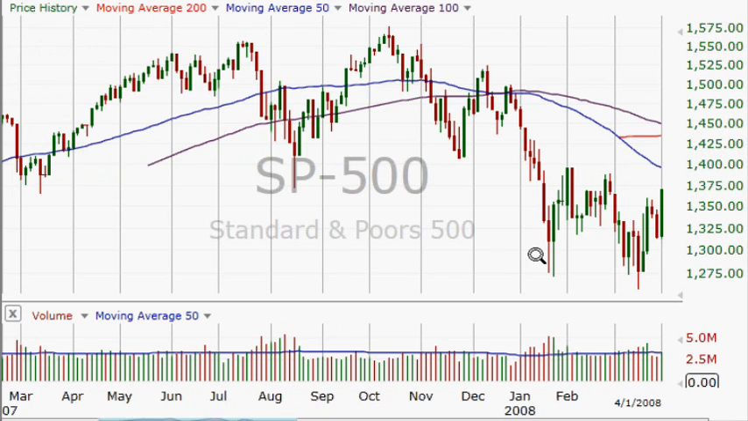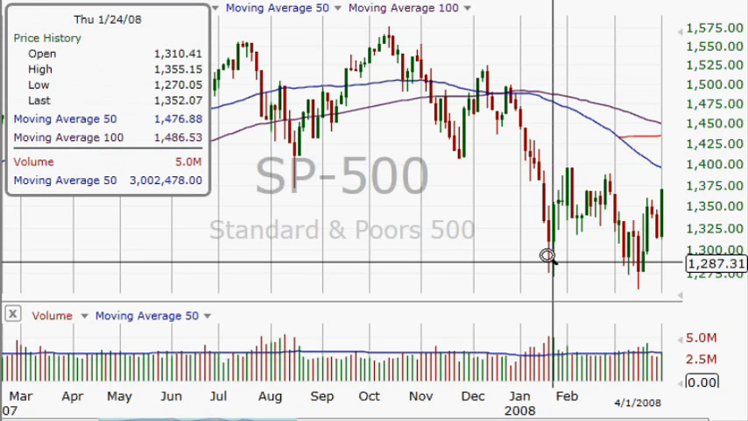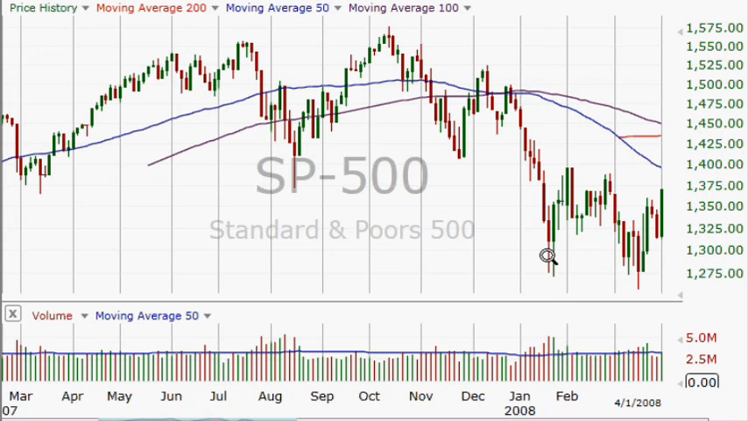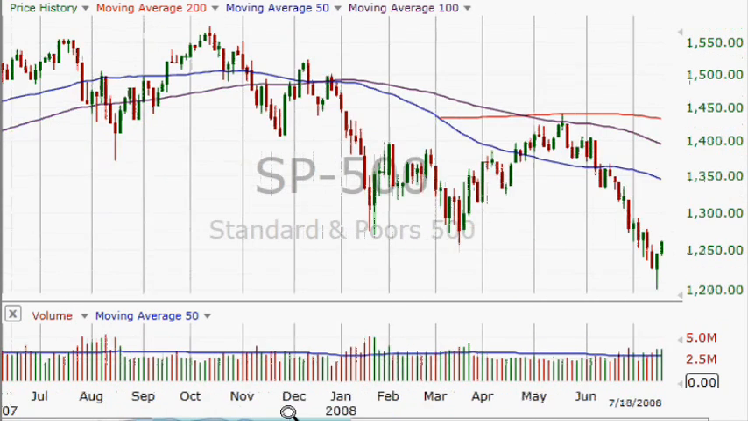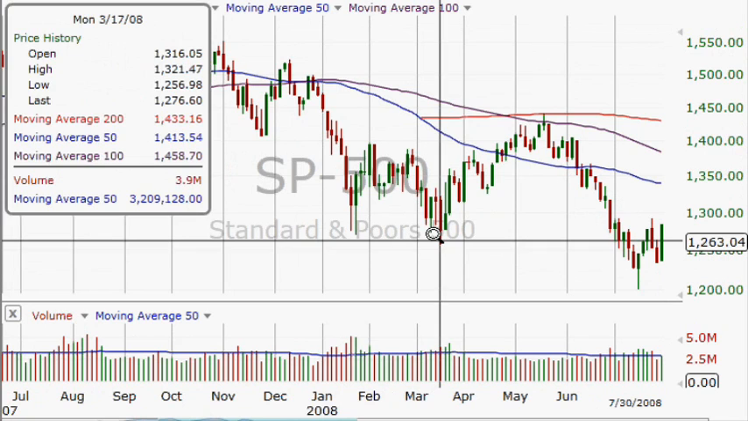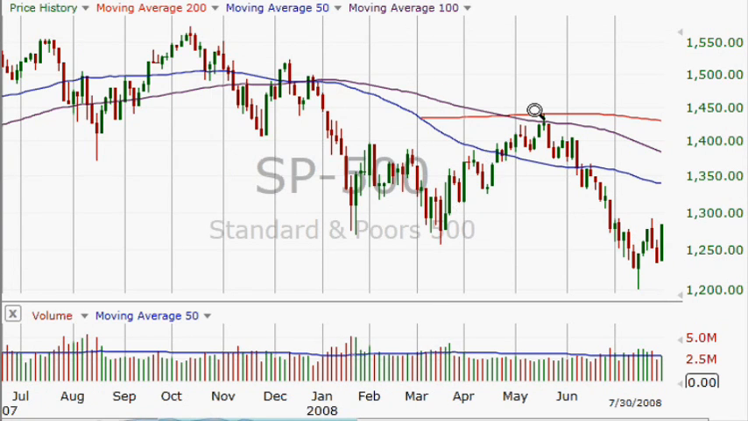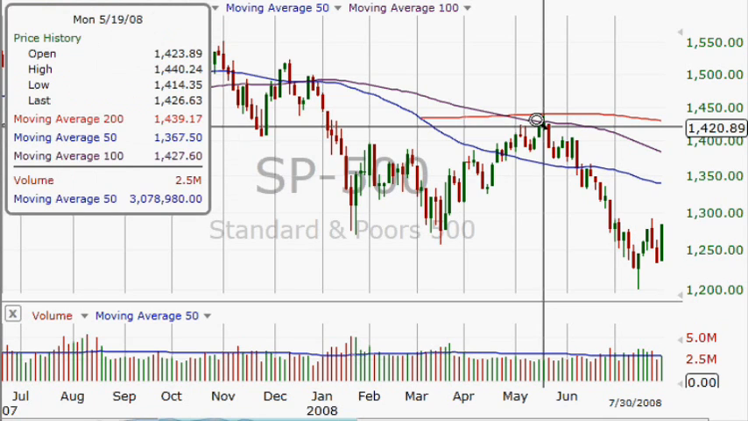thus breaking this key support level. And the December 12th top ended up bottoming on the 24th of January. And you can even make a case for this level here. So we'll say about a couple months, as it did range for a few weeks. And the significant bottom was the 17th of March, which rallied up to the 19th of May.